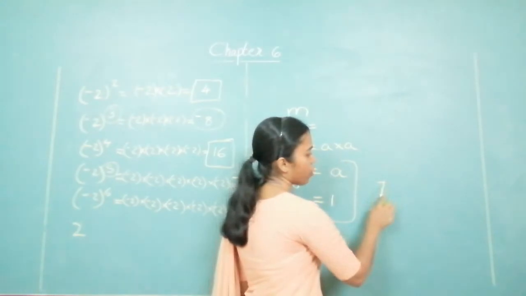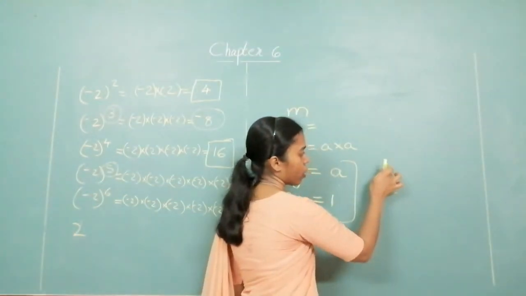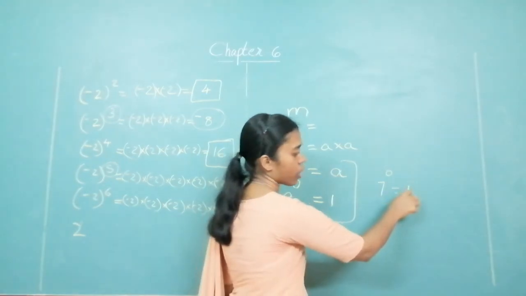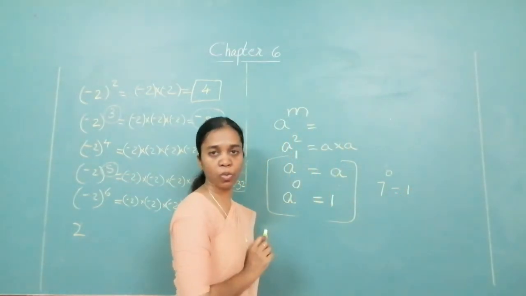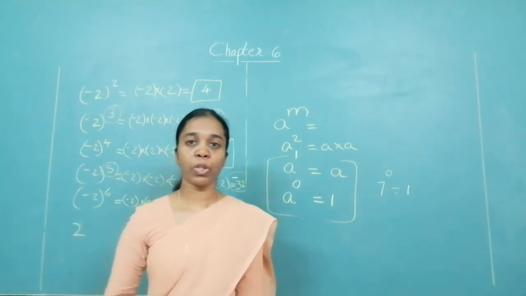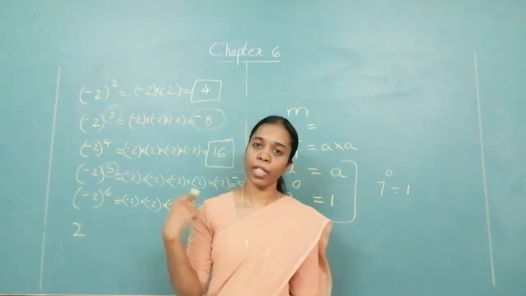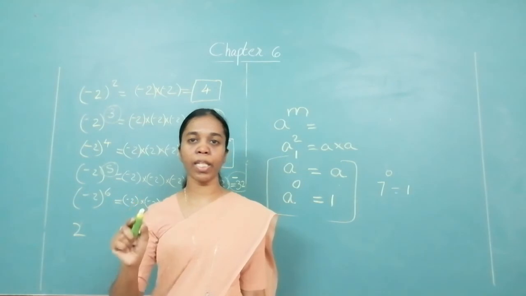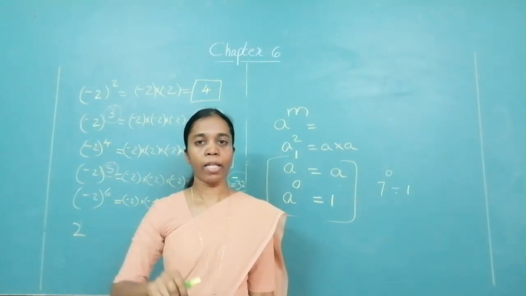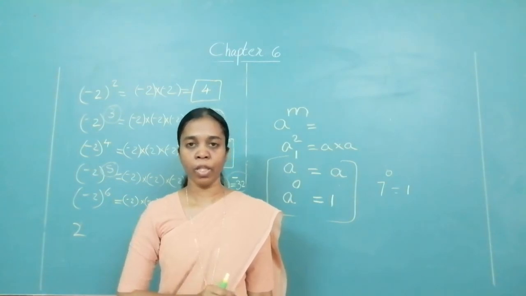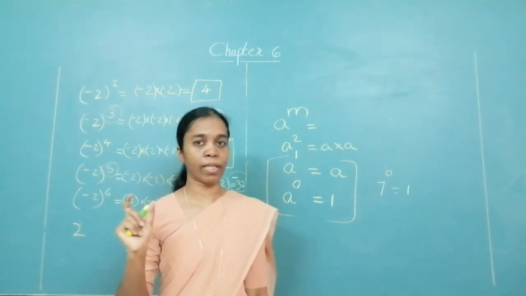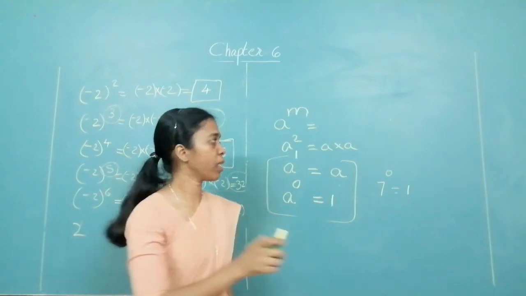Suppose I give you 7 raised to 0. What is the meaning of 7 raised to 0? 7 raised to 0 is 1. Anything raised to 0 is 1. 8 raised to 0, 1. Minus 3 upon 4 raised to 0, 1. 10 raised to 0, 1. Anything raised to 0, the index is 0, the answer is 1. And if the index is 1, then the answer is the base.